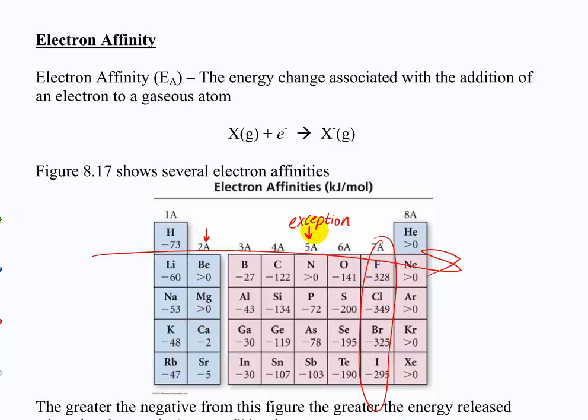What about this exception? What's happening there? What do you think based on what we've been talking about? Yeah, it's the half thing. All of these electrons are already half full. So if you put one additional electron in, you have to pair them up. And so that's the major trend here.